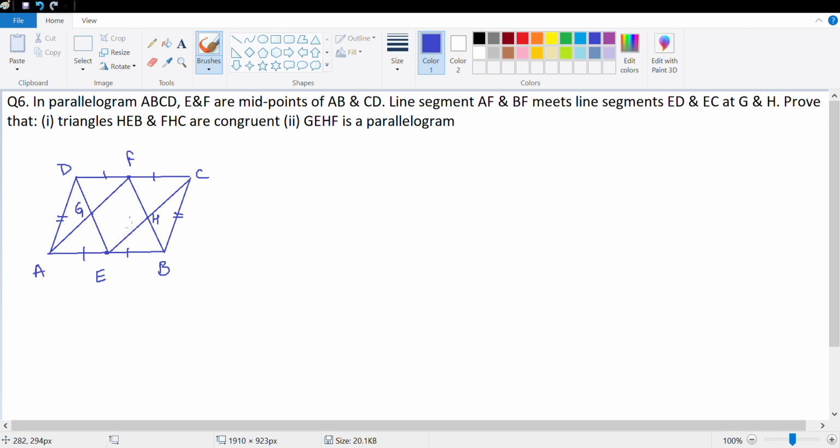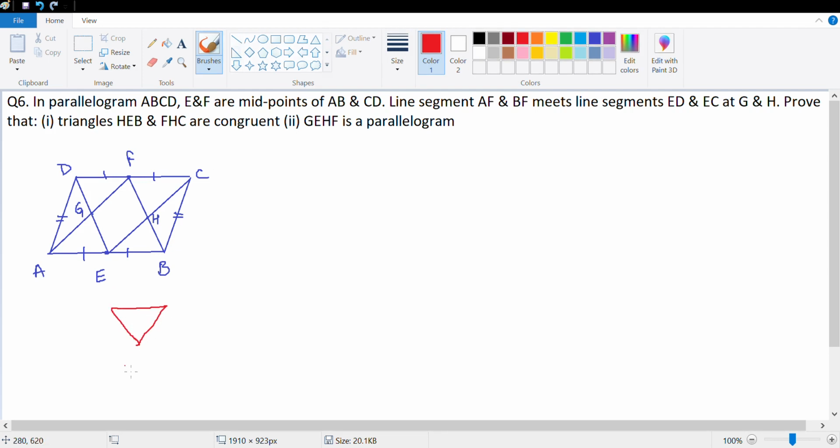ABCD, E and F are the midpoints. I have marked midpoints. AF and BF meet ED and EC at G and H. Marked. Prove that triangles HEB and FHC. Okay, so we need to look at triangle HEB and FHC. So I need to prove that these two triangles are congruent. Perfect. So let's draw these two triangles separately and see what we know about them to get us the answer.